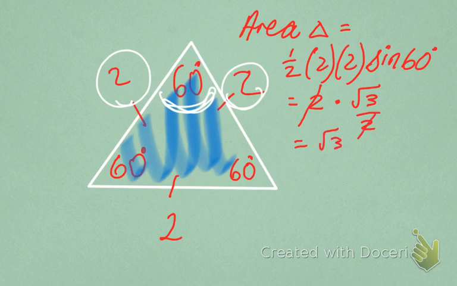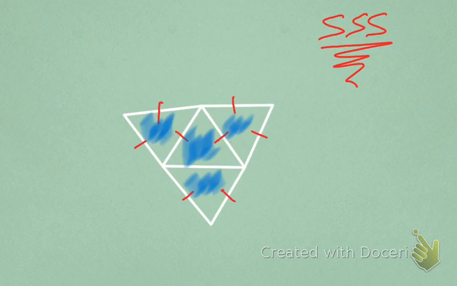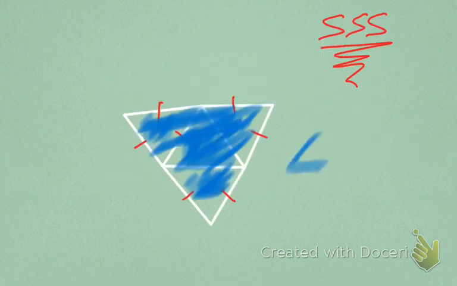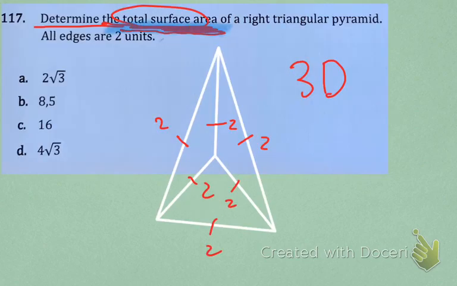Now remember, this is the area of one of these triangles. And so the area of all 4 would be 4 times that. So it is 4 times the square root of 3. And 4 times the square root of 3 would be the area of all 4 triangles, which is the total surface area. And there you can see is the answer. Well done to you. We're going to move on to the next video.